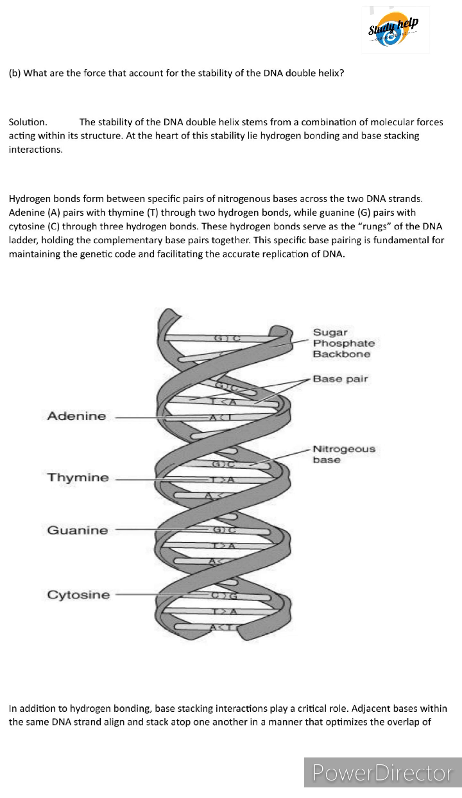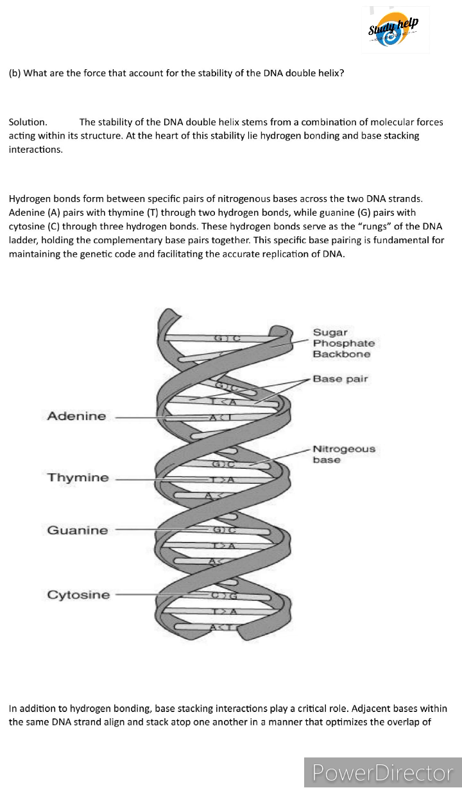Solution. The stability of the DNA double helix stems from a combination of molecular forces acting within its structure. At the heart of this stability lie hydrogen bonding and base stacking interactions. Hydrogen bonds form between specific pairs of nitrogenous bases across the two DNA strands. Adenine, A, pairs with thymine, T, through two hydrogen bonds, while guanine, G, pairs with cytosine, C, through three hydrogen bonds. These hydrogen bonds serve as the rungs of the DNA ladder, holding the complementary base pairs together.